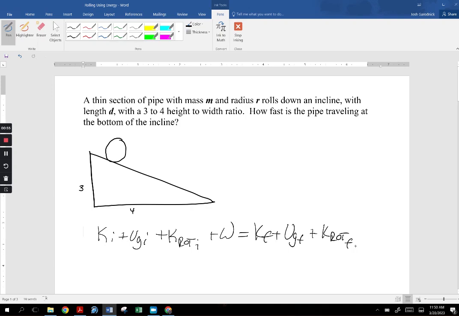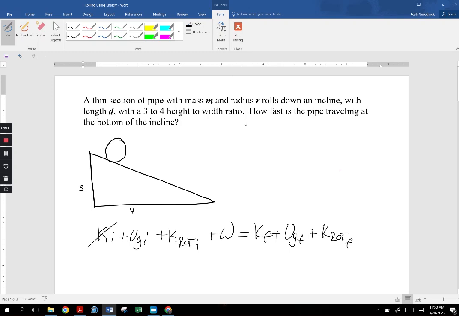The questions that you ask are still the same. It doesn't say that this starts from rest, so we must assume it does. So it doesn't have any initial kinetic energy. It is above height 0, so I'm going to leave the potential energy. But now it comes to rotational energy.